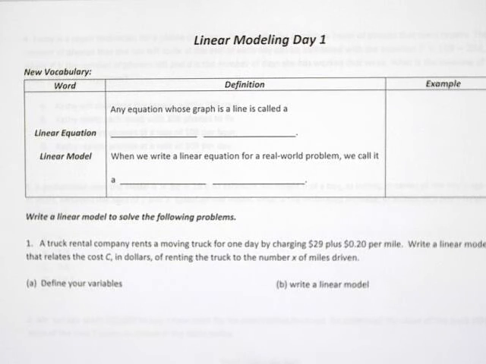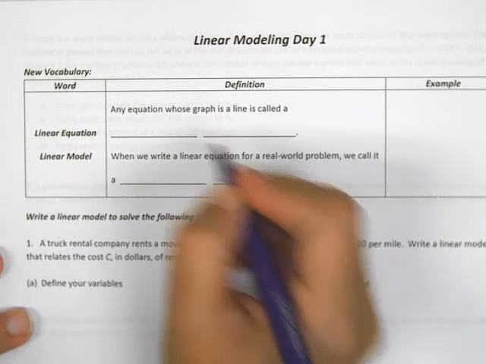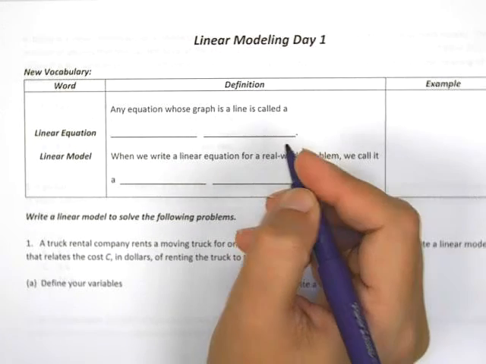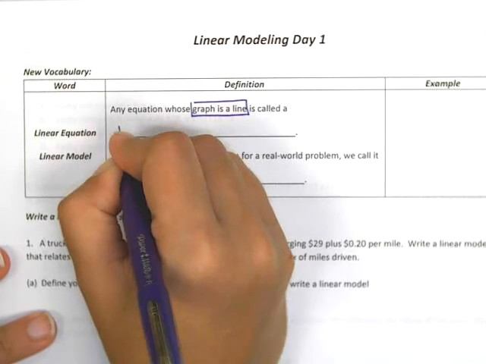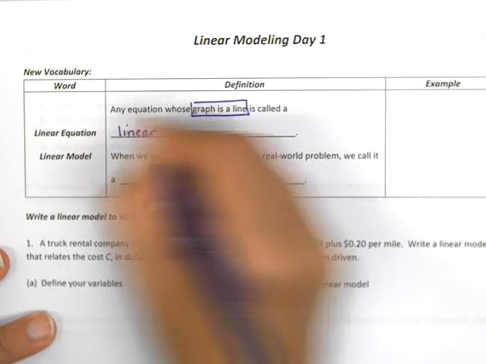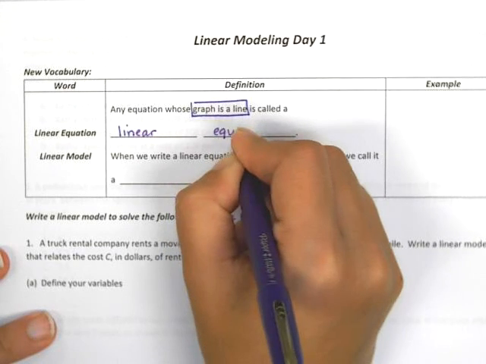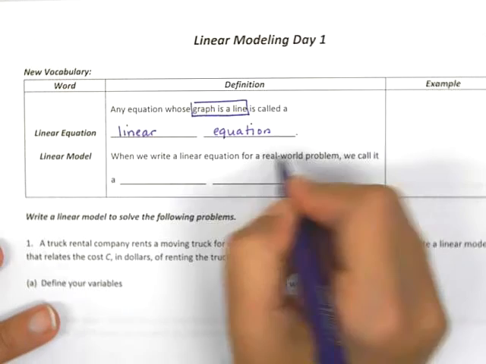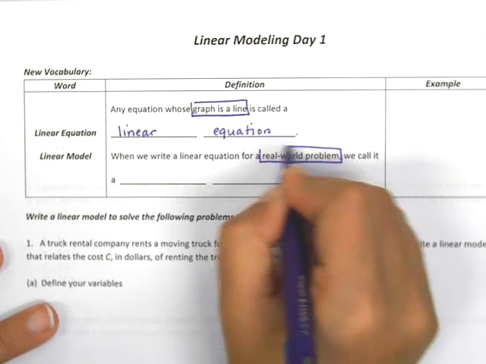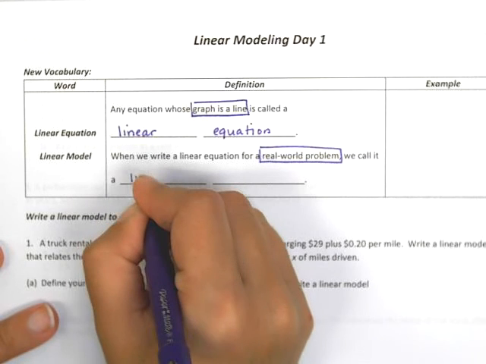So let's take a look here. A linear equation is any equation whose graph is a line. So if the graph looks like a line, we call it a linear equation. When we write a linear equation for a real world problem, we call it a linear model.